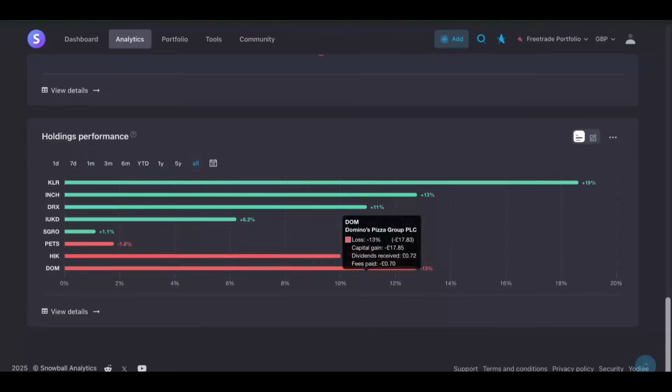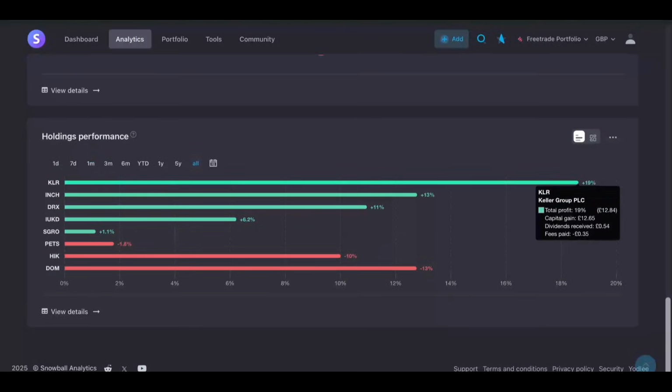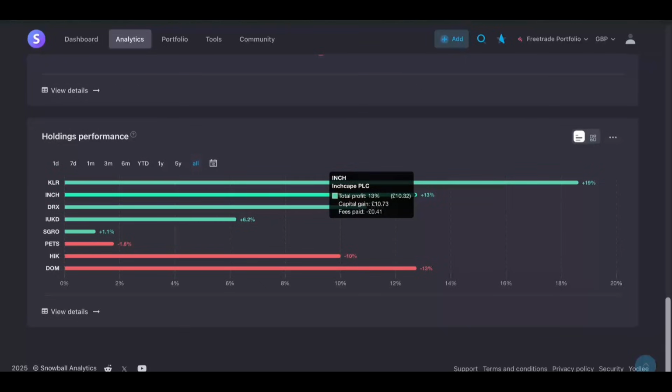And when zooming out and looking at the all-time chart, we can see that Keller Group is still up there, being my best performer currently, being up 19%. We have Inchcape, which is up 13%, and Drax Group up around 11%.